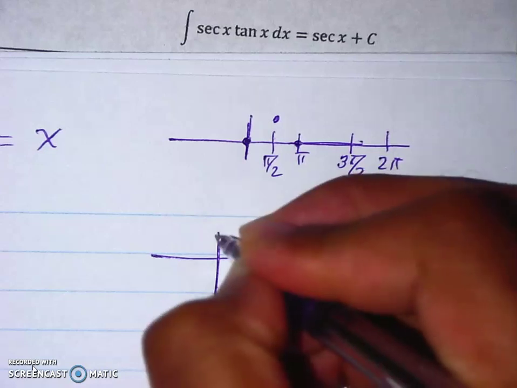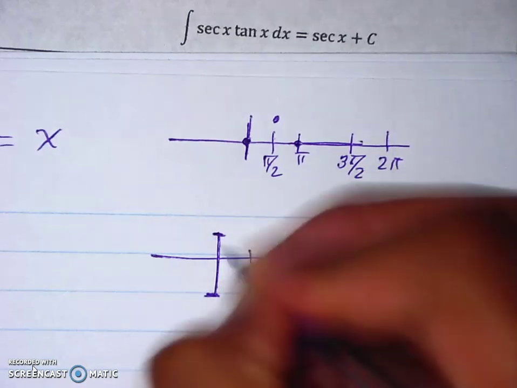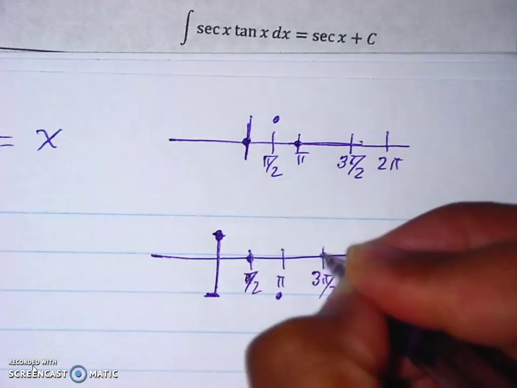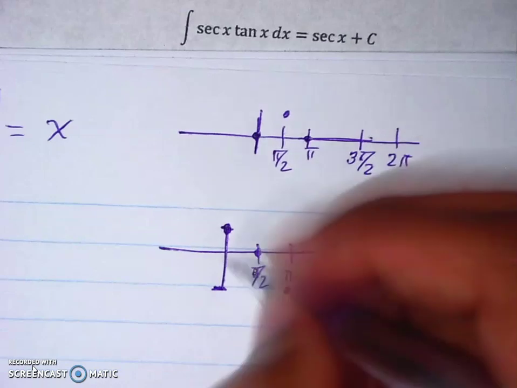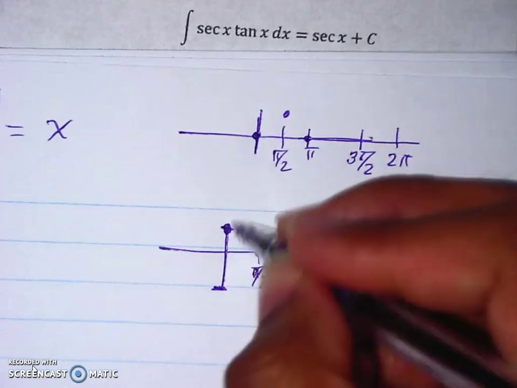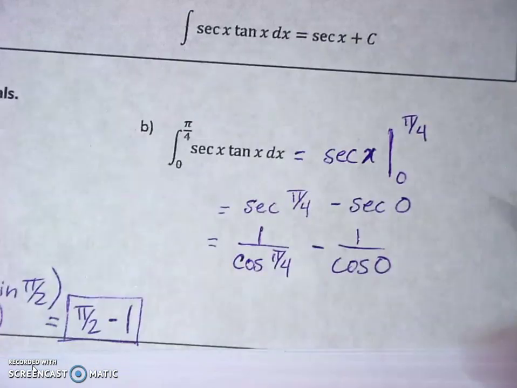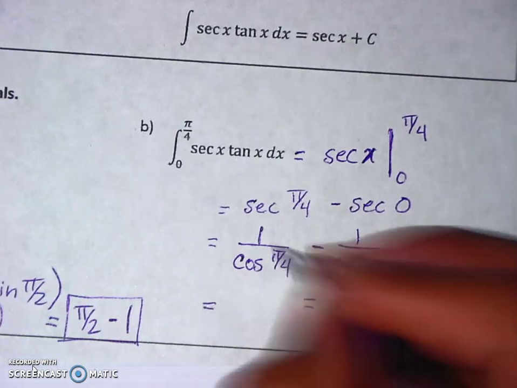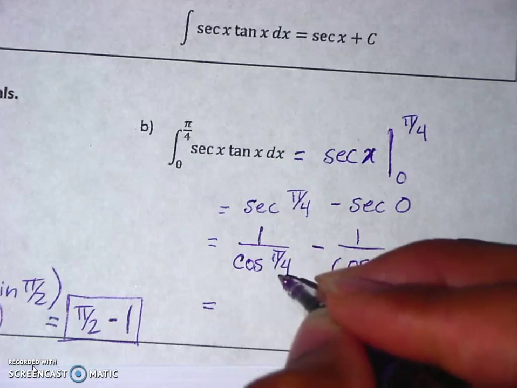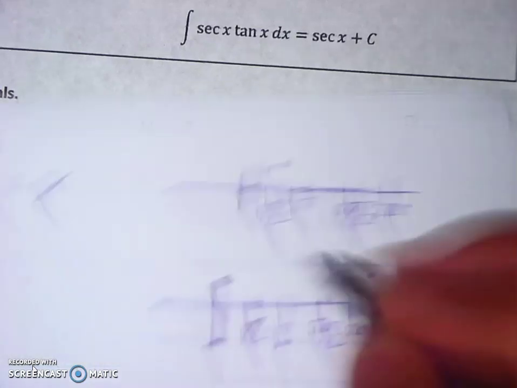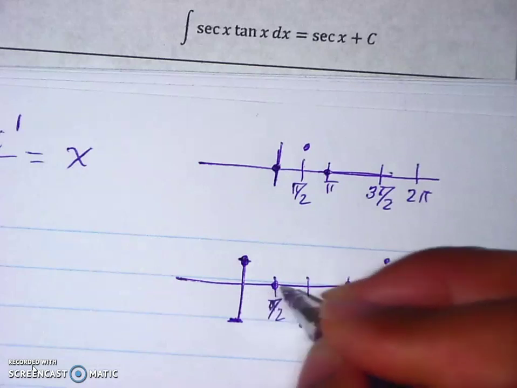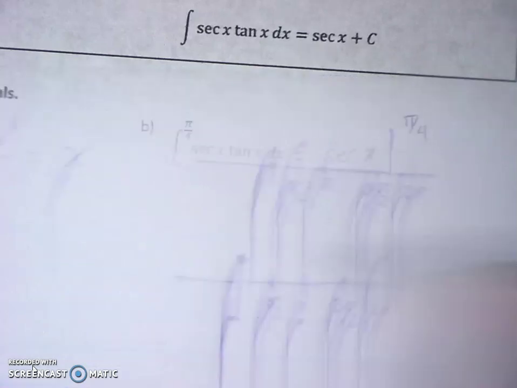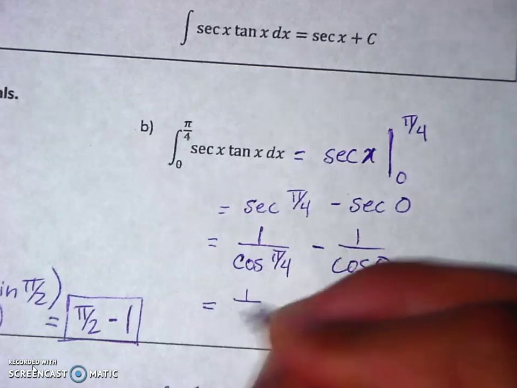So for our graph for cosine, we know we start at 1 here. So we have 1, then 0, negative 1, 0, positive 1. So when it comes to cosine of 0, that's 1. So here, that's 1 over 1. And when it comes to cosine pi over 4, remember that's between 0 and pi over 2. So that was that middle piece, the square root of 2 over 2. So this is 1 over square root of 2 over 2.